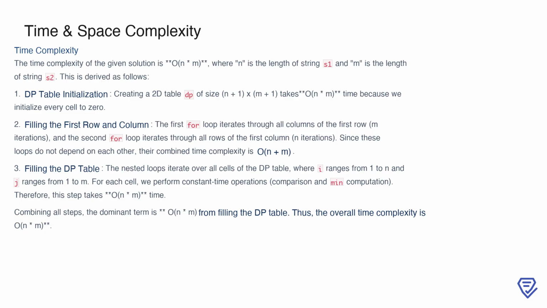The main work occurs when we fill the rest of the table using nested loops, where the outer loop runs n times and the inner loop runs m times. Each cell computation involves constant time operations, like comparing characters and taking the minimum. This step also takes O(n*m) time. Since the dominant term is O(n*m), the overall time complexity of the solution is O(n*m).